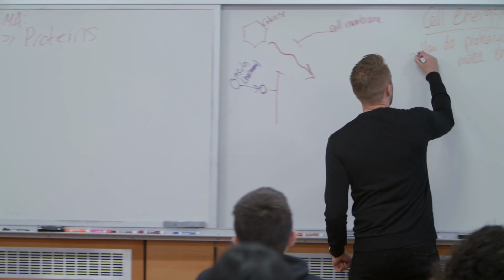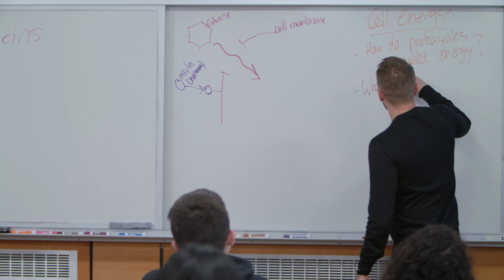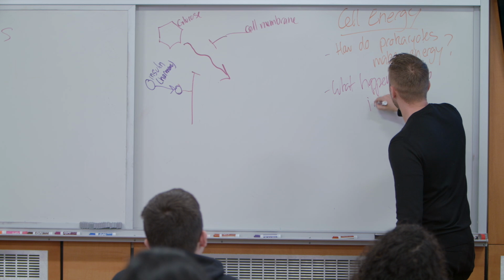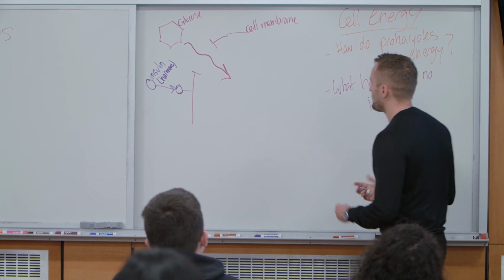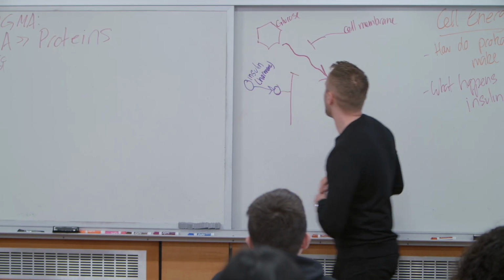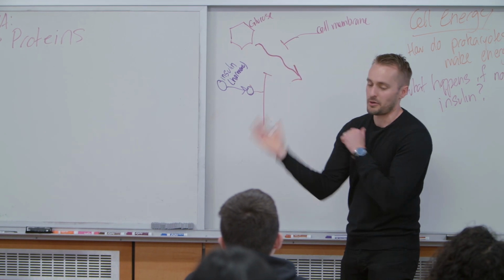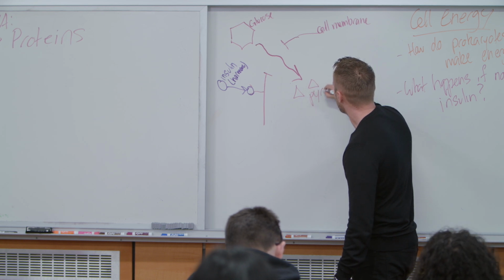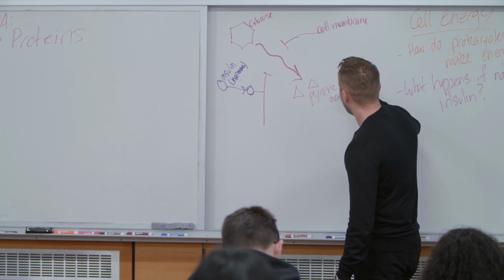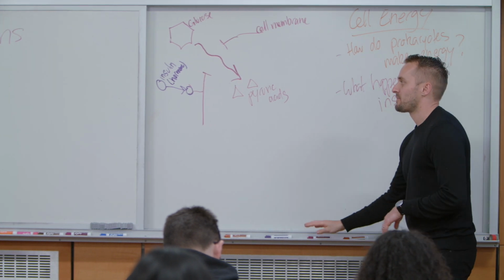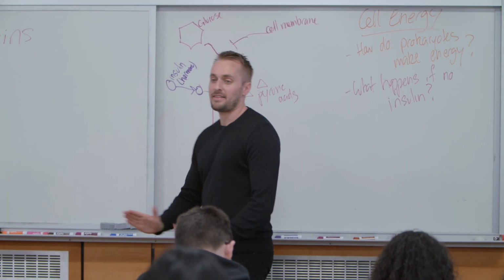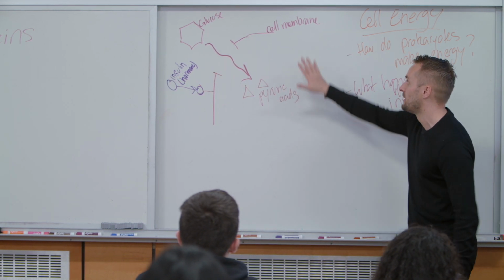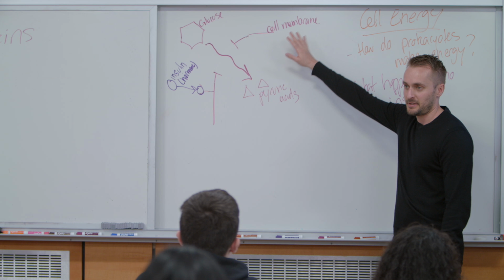So that's another question. What happens if no insulin? Okay? So that glucose gets let in here, and through that process, we don't go too deeply into it, but it gets turned into 2 of my pyruvic acids, okay? So thinking through this, the only organelle that I needed to do this was my cell membrane, okay?